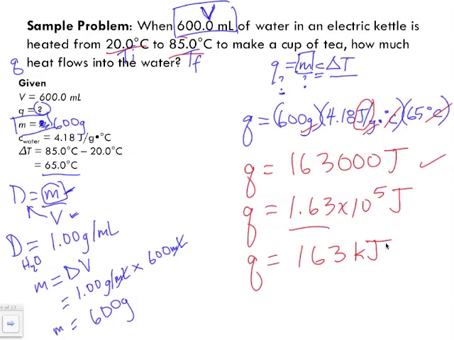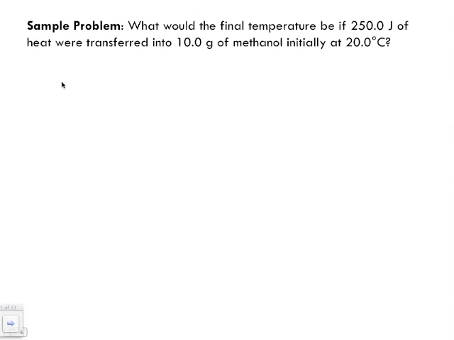Okay, so therefore, how much heat flows into the water? Well, 163 kilojoules, or 1.63 times 10 to the power of 5 joules of heat flows into the water. Next sample problem. What would the final temperature be if 250.0 joules of heat were transferred into 10.0 grams of methanol initially at 20.0 degrees Celsius?